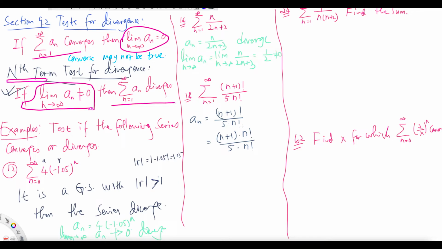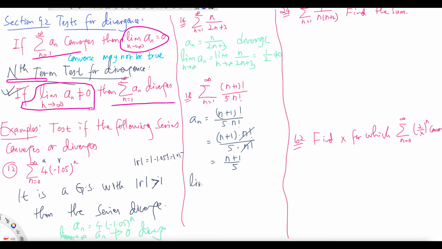Because what is 5 factorial? 5 factorial is 5 times 4 times 3 times 2 times 1. It stops at 1, right? So n factorial is n times (n minus 1) times (n minus 2) times (n minus 3) down to 1. But if it is (n plus 1) factorial, I'm stopping at n factorial. You can do that because there is an n factorial in the bottom, so I can cancel it out. So what is left is (n plus 1) over 5.